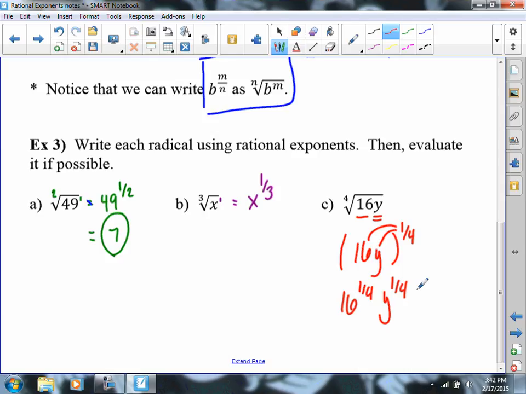And the reason we want to do that is because now I can evaluate 16 to the 1/4. Okay? 16 to the 1/4 is 2, and then the y to the 1/4, I'll just have to leave y to the 1/4. But 2 is a lot easier than saying 16 to the 1/4. Okay? So if you have multiple terms inside that radical, make sure you distribute the fractional exponent to everything that's in that term.